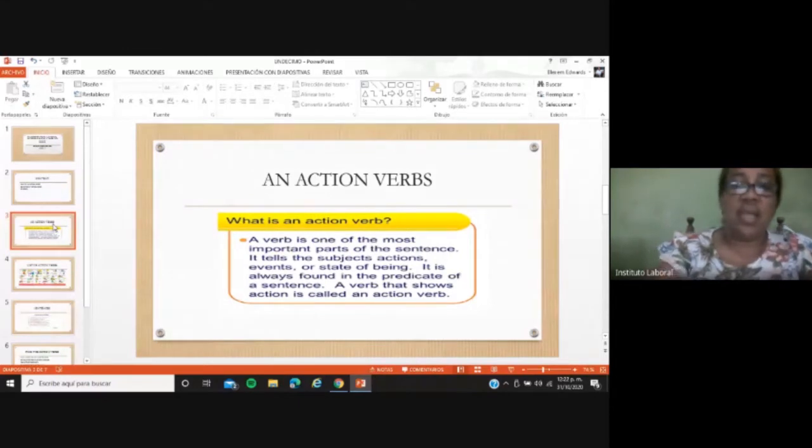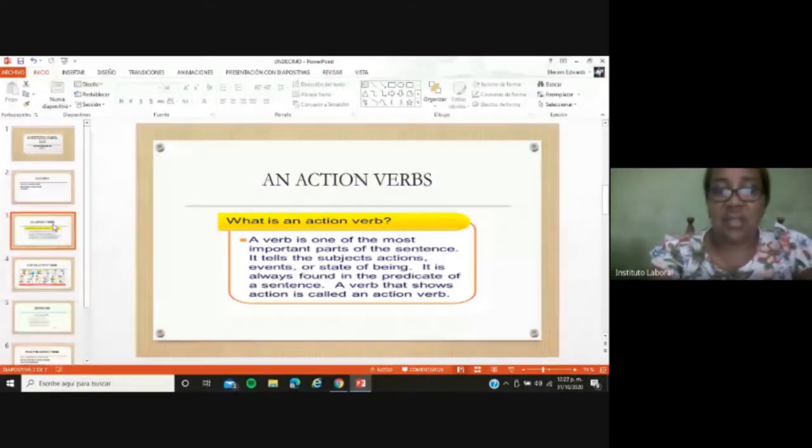Okay, an action verb es, ¿verdad? La acción en una oración. ¿Ya? Lo que dice una oración es la acción, ¿verdad? Es el action verb. El verbo que dice todo lo demás de la oración.